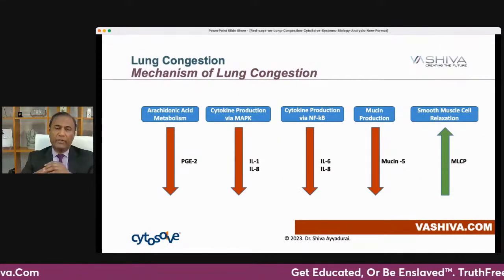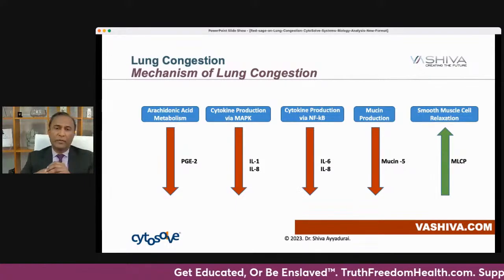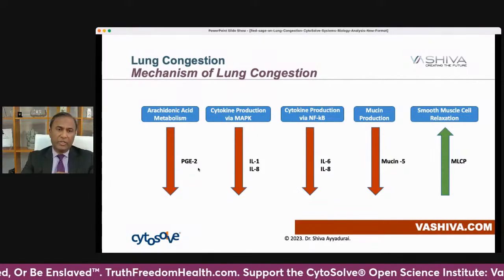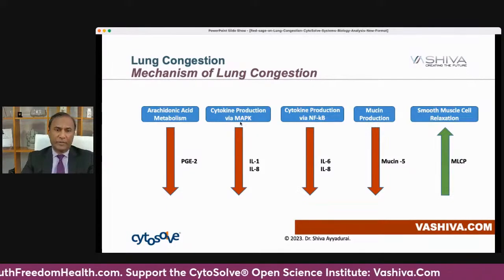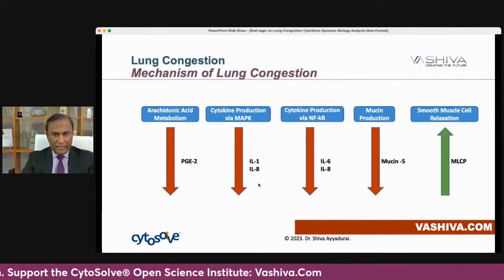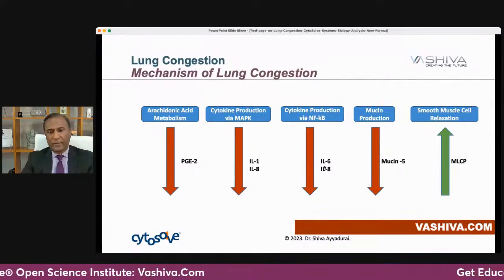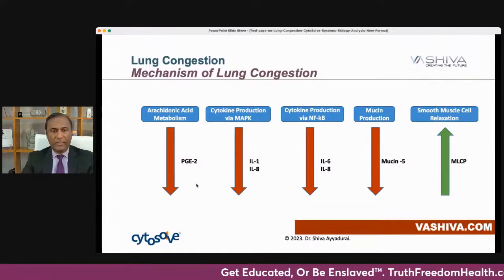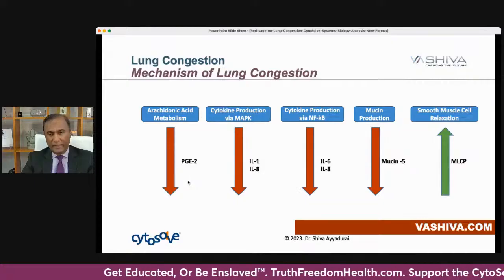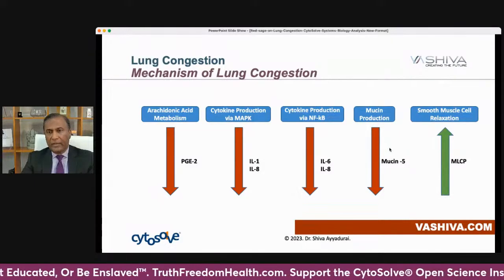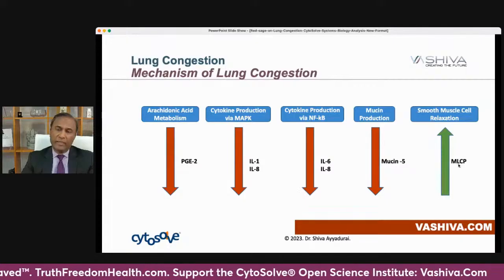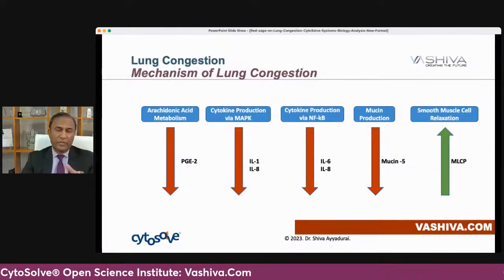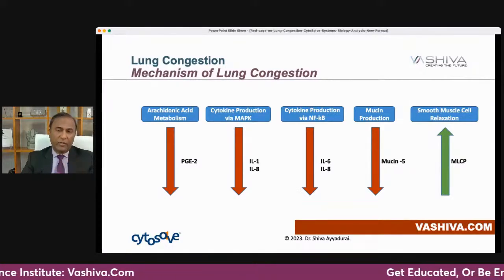And what I want to show you here is 4 of those pathways, where you want to bring down certain parameters. The first one, arachidonic acid, as you see here, PGE2 needs to be brought down. In cytokine production via MAPK, IL-1 and IL-8 need to be brought down. In cytokine production via NF-kappa beta, IL-6 and IL-8. And for mucin production, you want to bring down mucin 5. Okay, so these are the 4 pathways where you're trying to bring down these 6 variables. Now, however, you want to do something positive. You want to increase MLCP because that actually lets your smooth muscles relax, and that's what gets you all tight and you feel horrible, okay?